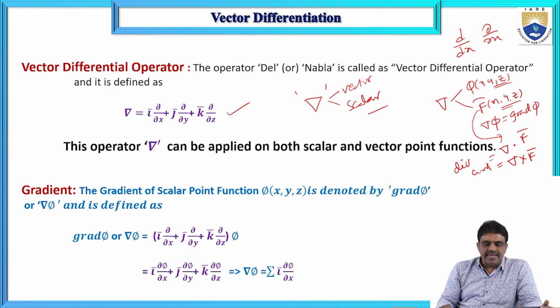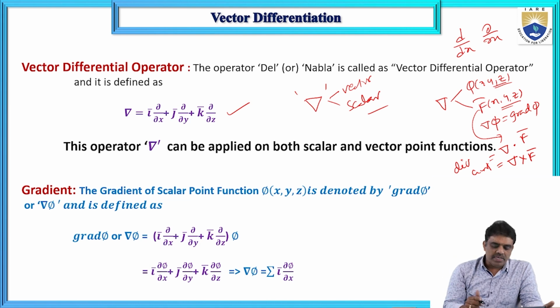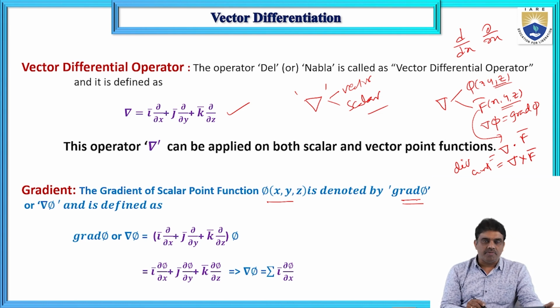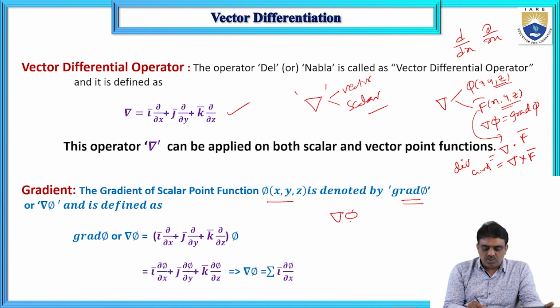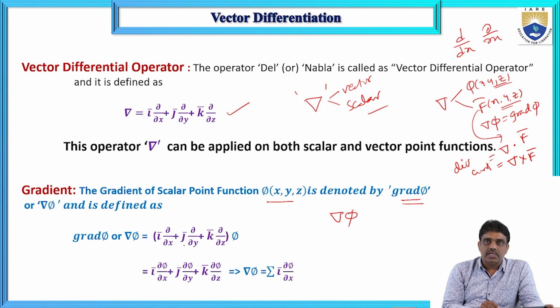Now, what is the gradient? I would like to define the gradient. The gradient of a scalar function phi of x, y, z is denoted by grad phi, which means gradient of phi, and we also write it as del phi. It is defined as grad phi or del phi equal to i bar dou by dou x plus j bar dou by dou y plus k bar dou by dou z of phi. That is, i bar dou phi by dou x, plus j bar dou phi by dou y, plus k bar dou phi by dou z.